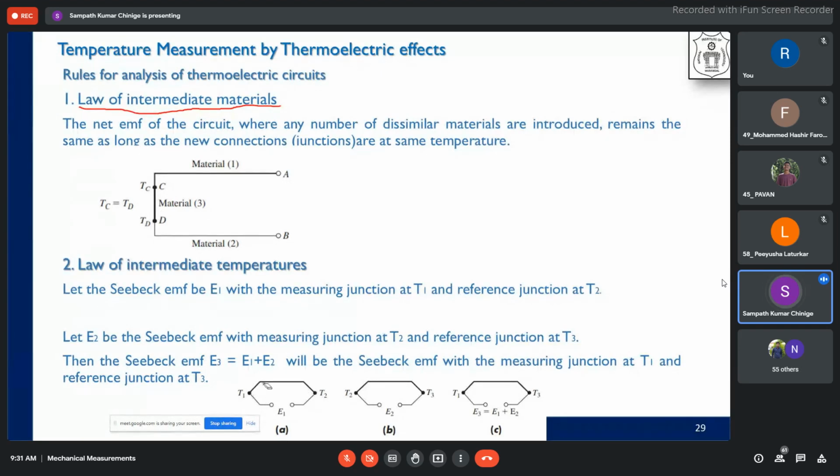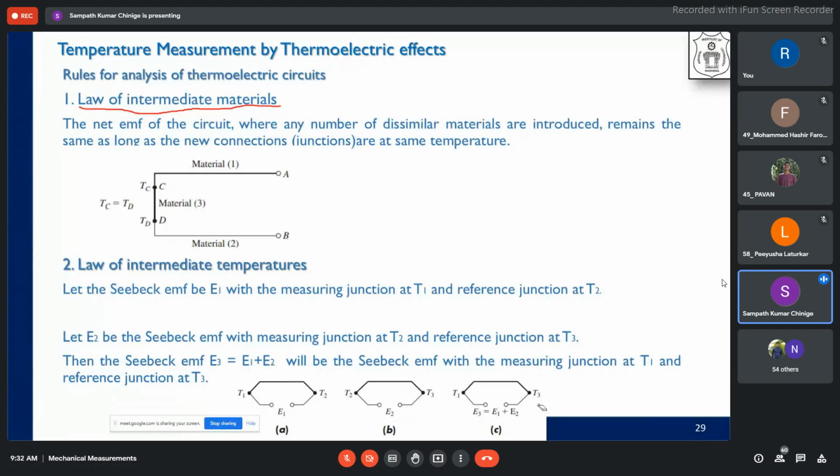What I'm trying to convey is that the materials are the same. This is 1 and this is 2. Two different materials, but the junction temperatures differ: initially the first temperature is T1 and the other is T2. In the next case, one temperature is T2 and the other is T3. Because of that, we have E1 and E2. Now, one of the junctions is maintained at T1 and the other junction at T3. So whatever E3 I get is nothing but the summation of the electromotive force generated with T1 and T2 as junctions and T2 and T3 as another pair of junctions.